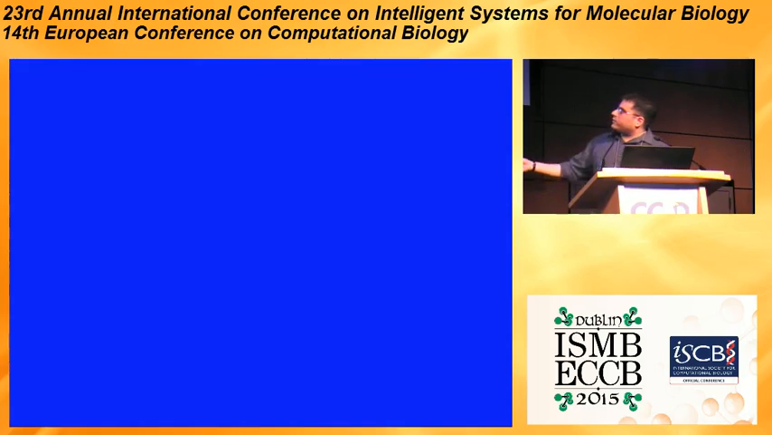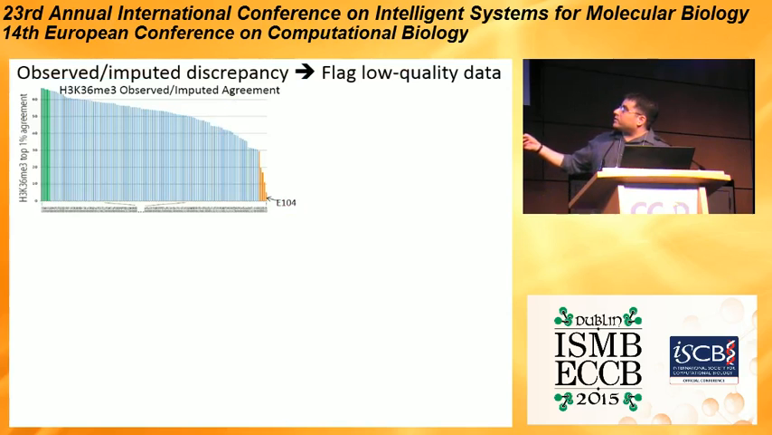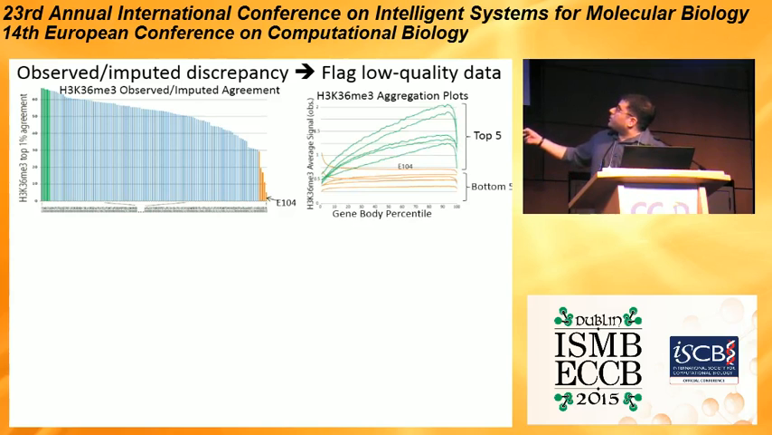What I'm showing you here is a distribution of H3K36me3's agreement between observed and imputed data sets. There are some outliers here which have very poor agreement. If we look at the aggregation plot, for example, this E104 has what's considered a very unusual aggregation plot for H3K36me3. This is much more typical, where it goes up across the gene body.